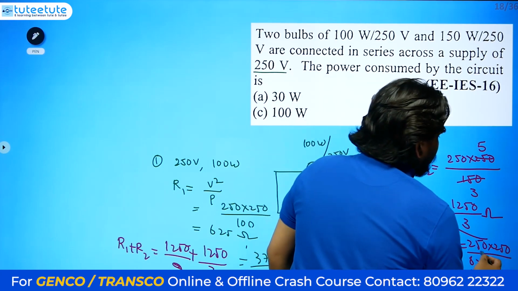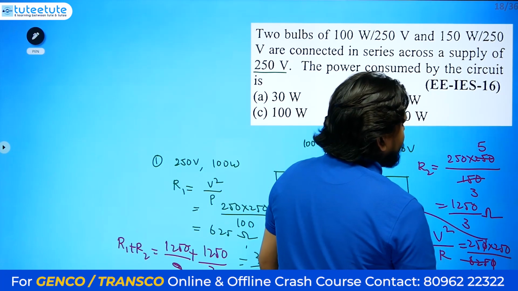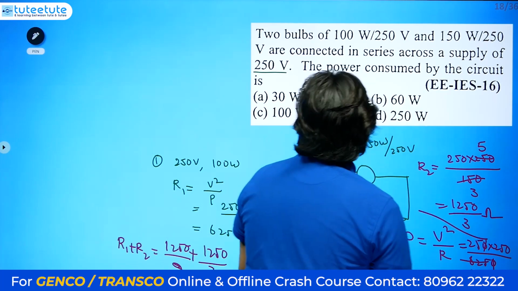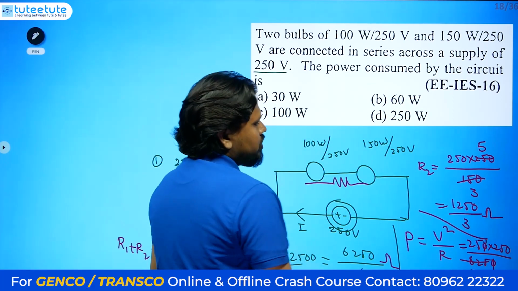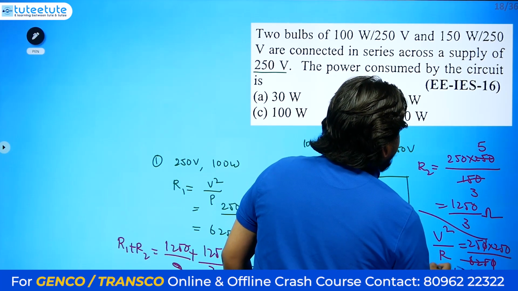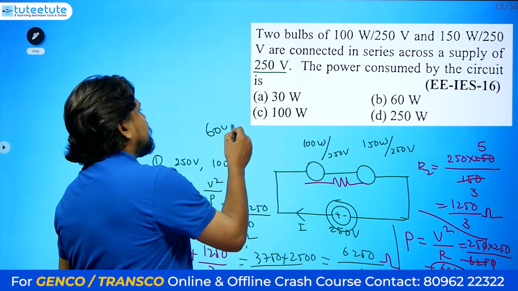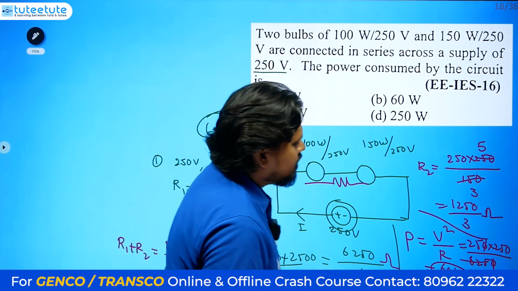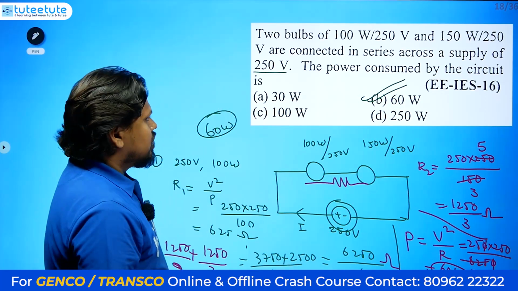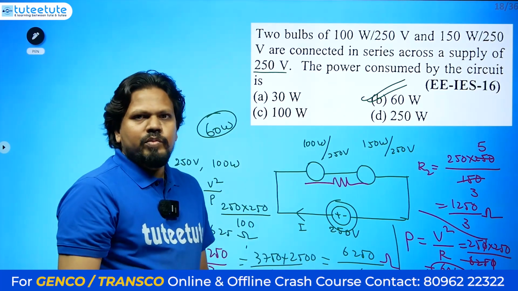The zeros cancel, 25 into 25 is 625 will be cancelled, and in the numerator we will have only 10 by 6. So 10 here and 6 we have. Then you will get 60 watts. This is the answer for this question: 60 watts, 10 into 6. These are simple calculations only; if you do it within 1 minute it will be more comfortable.